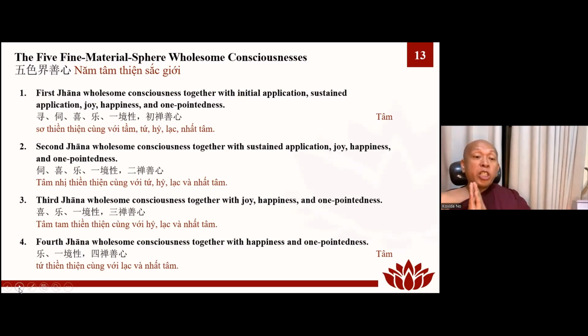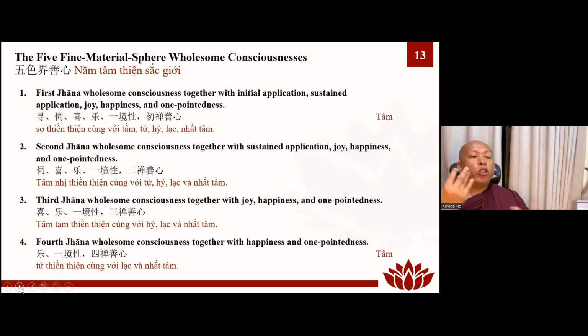So when we study suttas, we may have 4 jhanas, not 5 jhanas. Here we have 5 jhanas, right? When we say 4 jhanas according to the sutta, the third one becomes the second. That means, for example, the wholesome consciousness together with joy, happiness, one-pointedness is the second jhana. But now we just use the 5-fold method. That's why we have 5 jhanas. That means removing 1 jhana factor each time.